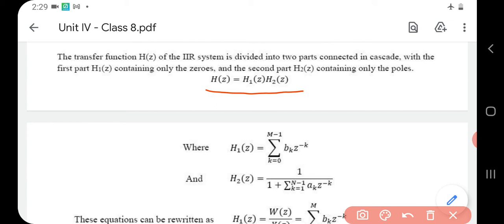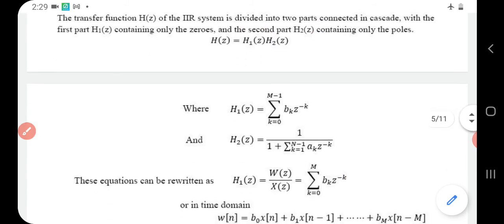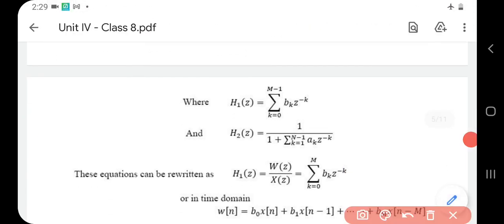It is divided into two parts, that is H1(z) and H2(z). Here H1(z) contains only zeros and H2(z) will contain only poles. Now what is H1(z) and what is H2(z)? Here H1(z) is this one, the numerator part that I have already shown in the above slide, and H2(z) is the denominator part of the equation that I have shown in the above slide.